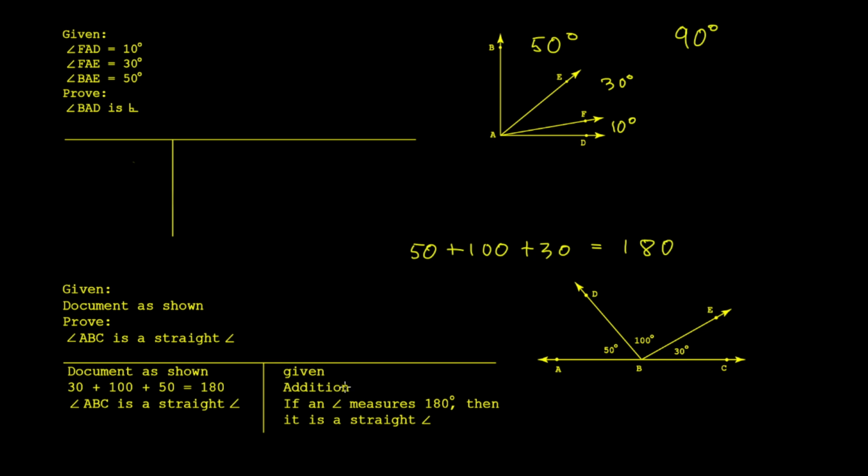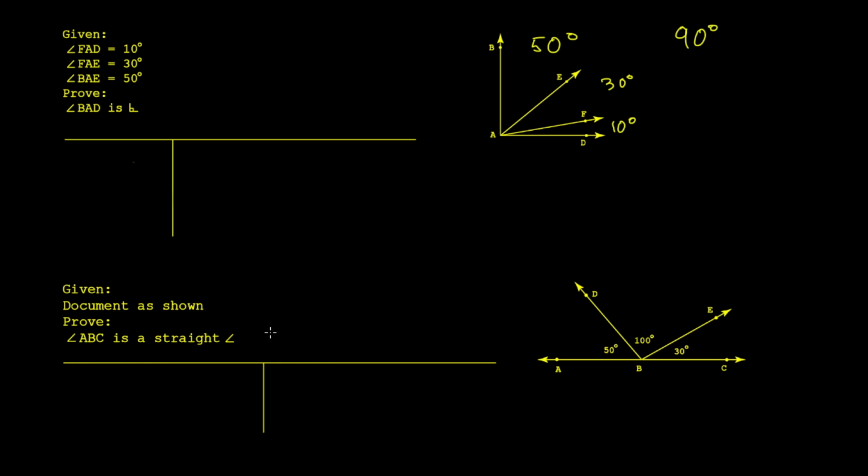Here I just said addition. Just to give you an idea, there are different ways of saying things: addition, addition property of equality. Ask your teacher how they want it. That's very important. Now, angle ABC is a straight angle. If an angle measures 180 degrees, then it is a straight angle.